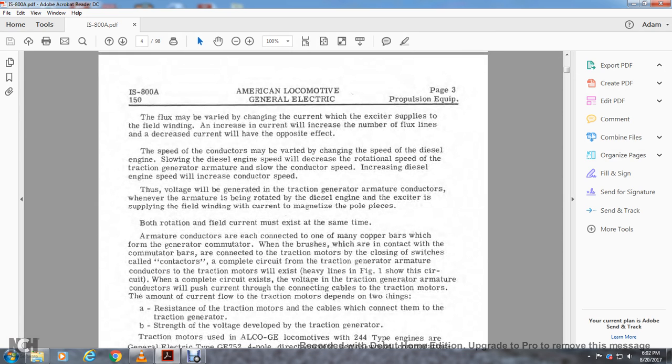Thus, the flux may be varied by changing the current the exciter supplies to the field winding. The number of flux lines increases with an increase in current and decreases with a decrease in current. The speed of the conductors may vary with the changing speed of the diesel engine. Slowing the diesel engine speed will decrease the rotational speed of the traction generator armature. If the diesel engine speed increases, the conductor speed will increase.